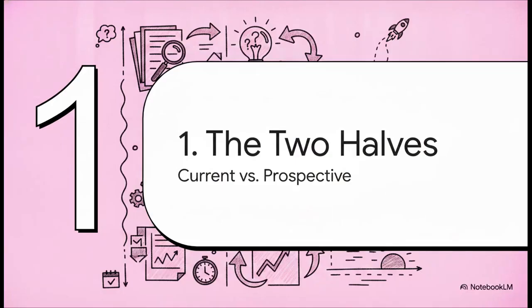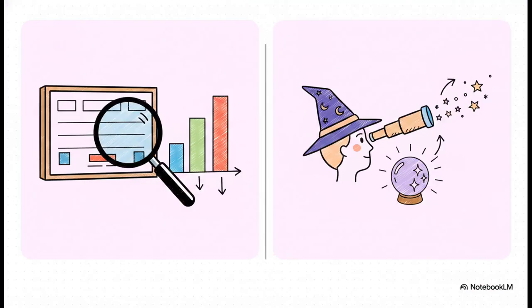All right, diving right into Section 1, the two halves, current versus prospective. To really understand Area 1, you have to realize that it can be conceptually split into two massive halves. It's almost like the exam has a split personality. The first half is current and historical analysis. This is entirely focused on the present and the past. You're basically looking backward at what already happened.